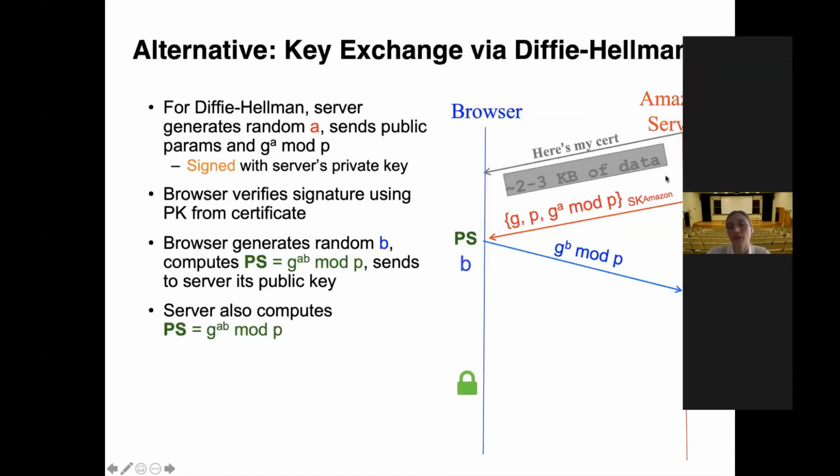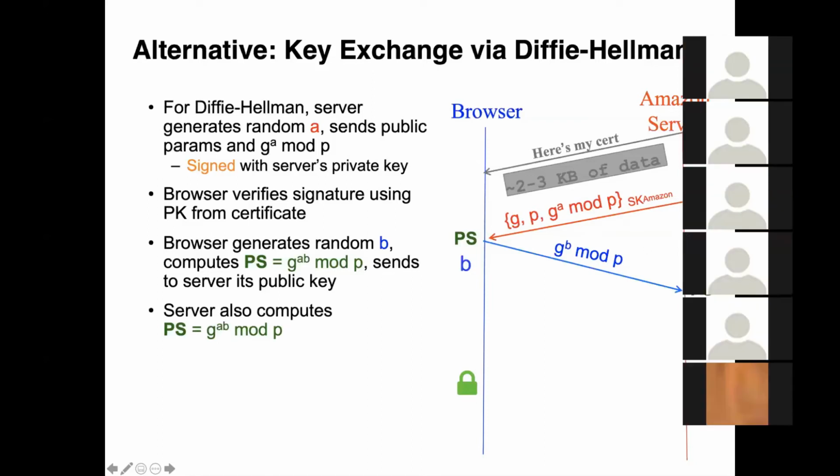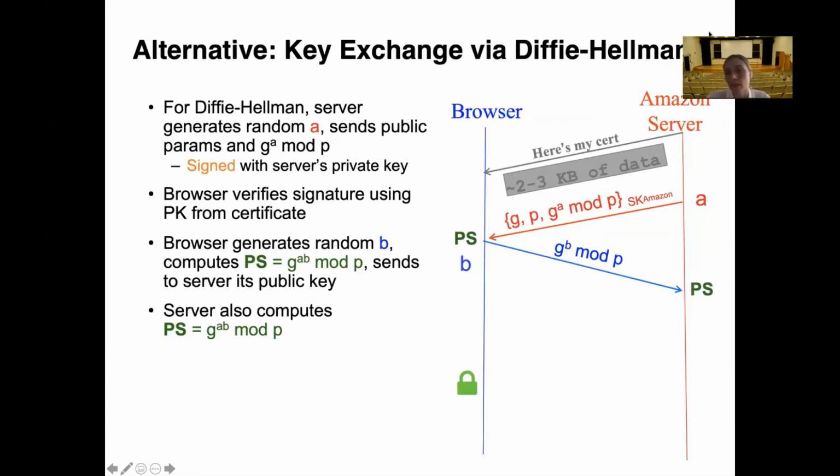So I'll ask the question again. If some man-in-the-middle attacker changes this quantity, that makes the server compute a different PS than it should, and the PS won't match the PS of the browser. We've seen already a mechanism by which they can later tell if they have agreed on the same cryptographic material or not. Does any of you remember what that was?